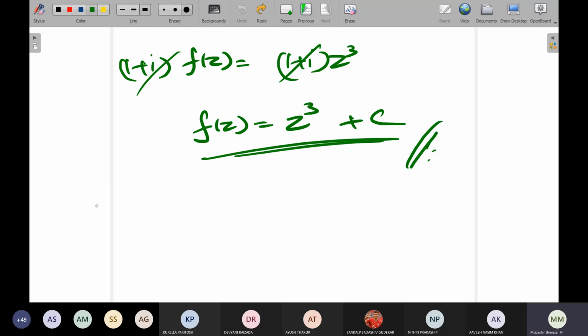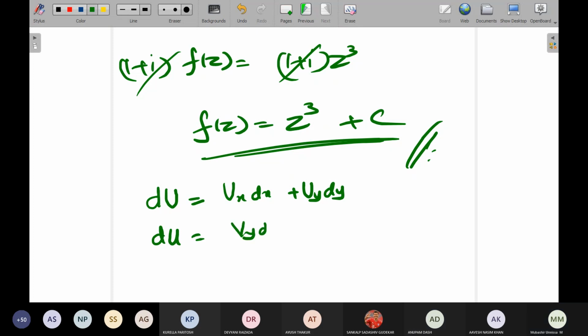Anupam Das is here. Yes, ma'am. Can you at least tell me what is the procedure now? Yes, ma'am. You can find U by integrating it. You'll get Vx dx plus Vy dy. How will you replace UX, UY, which we found in the previous slide?